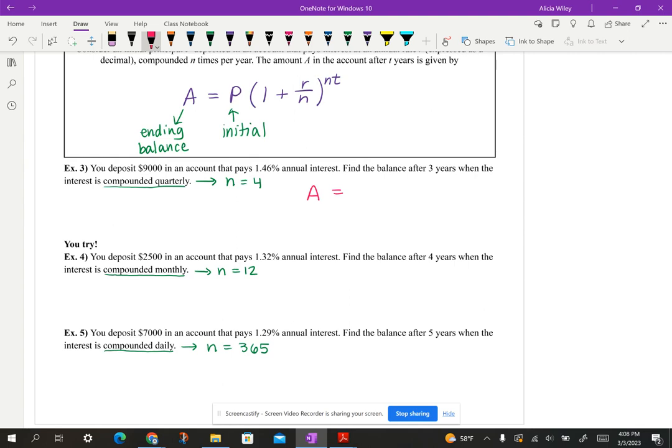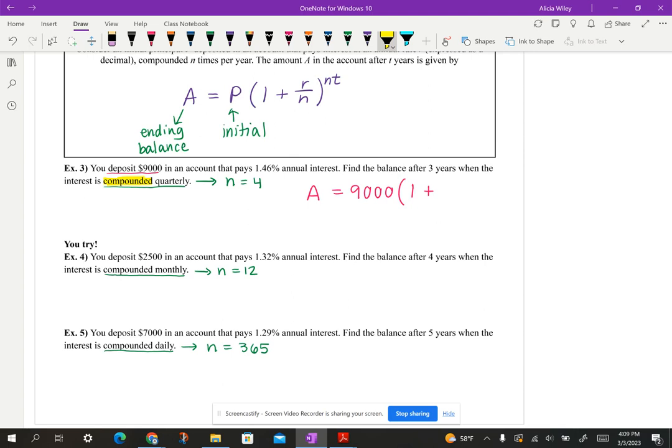So A equals, I don't know the ending balance. The principal amount is your initial amount. So what did we start with? Well, when we deposit something into an account, that's what we start with. So I'm going to start with 9,000. And then we have in a parenthesis, 1 plus, that's just part of the formula. And because it says the word compounded, if you see the word compounded in the problem, that means you need to use the compound interest formula, which means this next part's going to look a little different than the ones that we did in the previous notes.